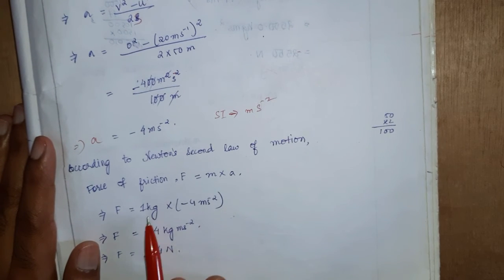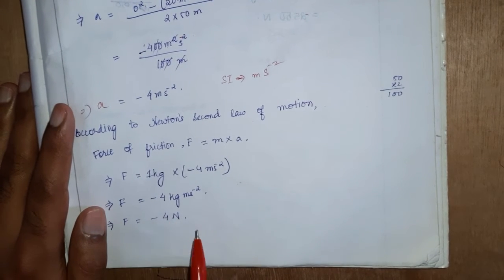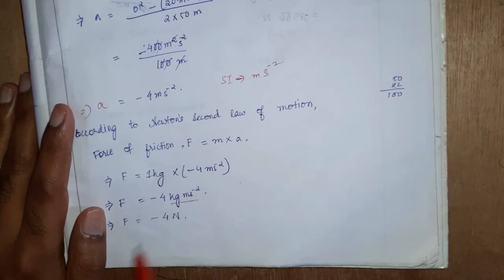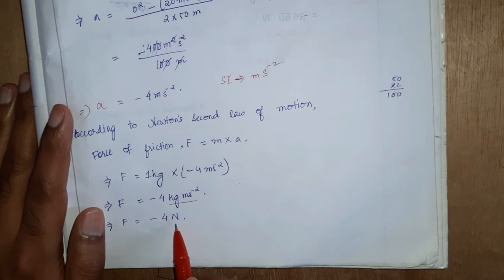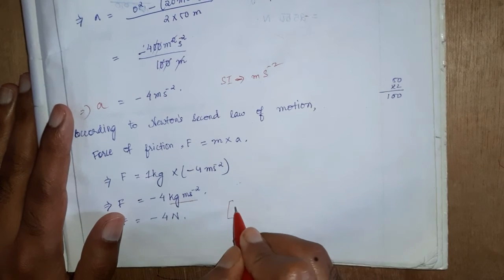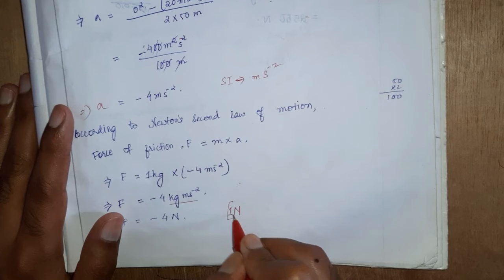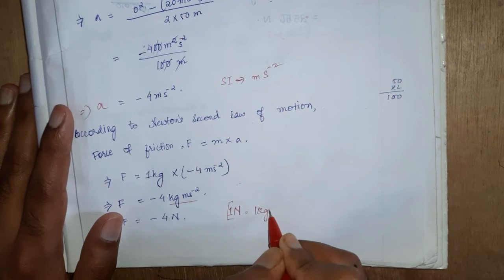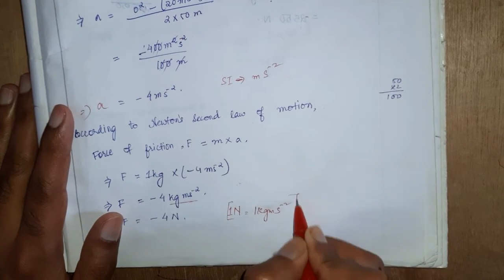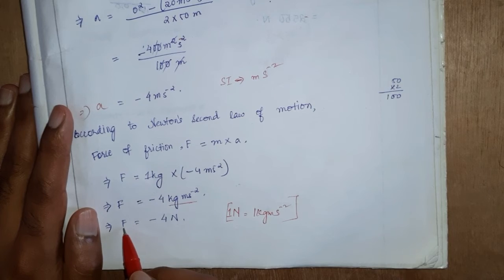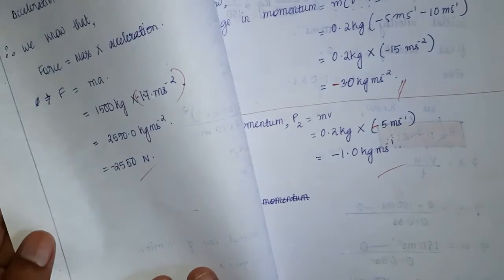Kg into this unit will also be multiplied, and kg meter per second square can be written in one simple symbol, N, that is Newton. So minus 4 kg meter per second square is Newton. We also know that 1 Newton equals 1 kg meter second inverse 2. So that's why, what is the force of friction? Minus 4 Newton.